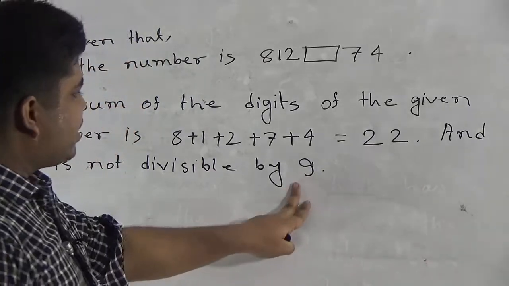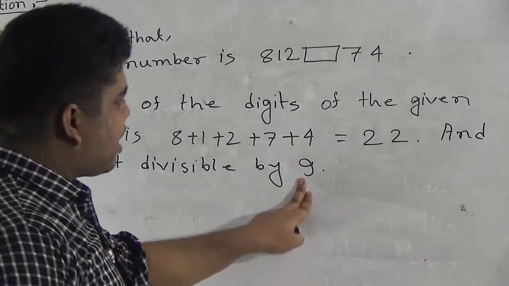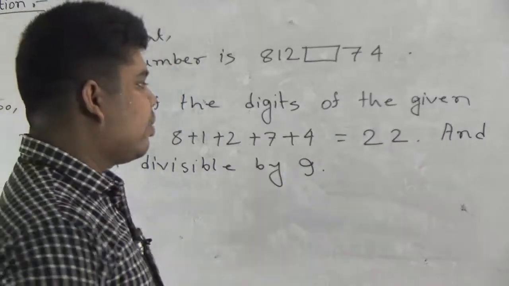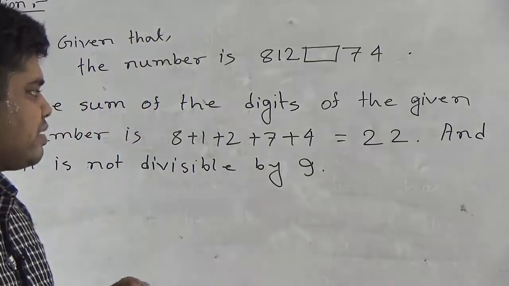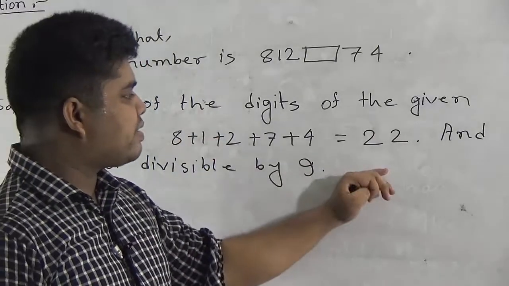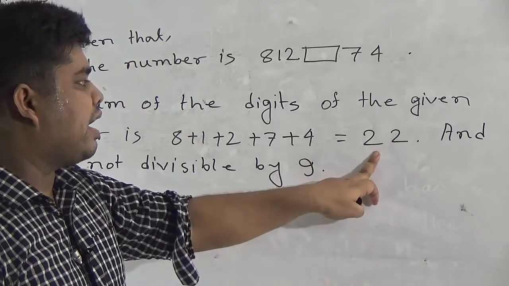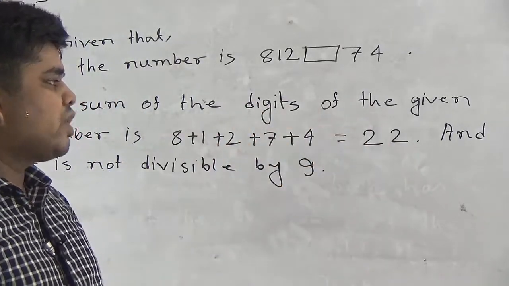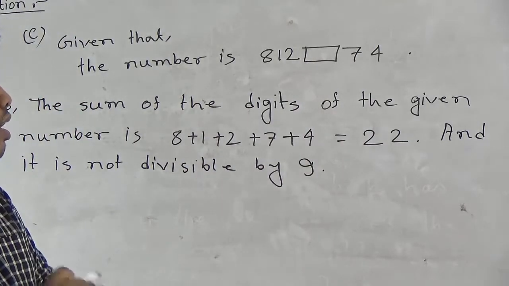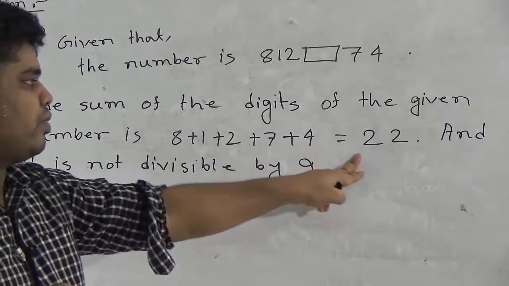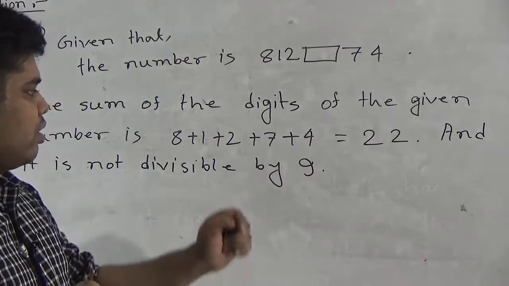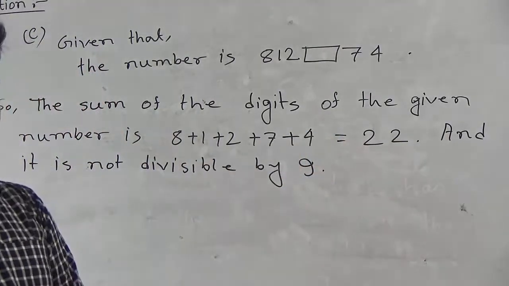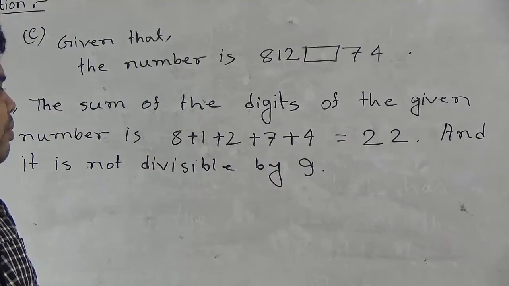So which number near 22 is divisible by 9? Yes, that number is 27. We know that 3 nines are 27. So to make 27, which number is added with 22? That number will be 5. How can we find it? We subtract 22 from 27 and we get 5. So we add 5 with this number and we get 27, which is divisible by 9.